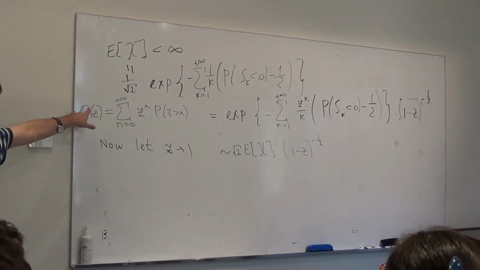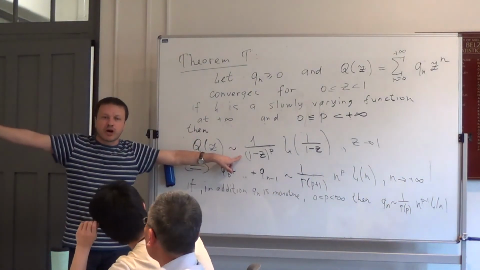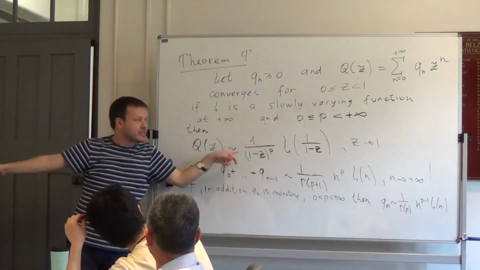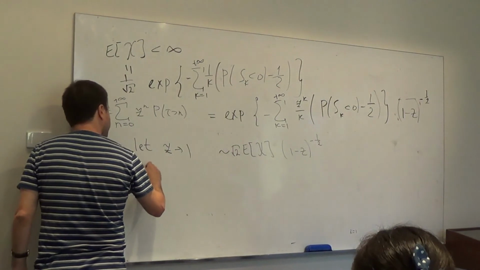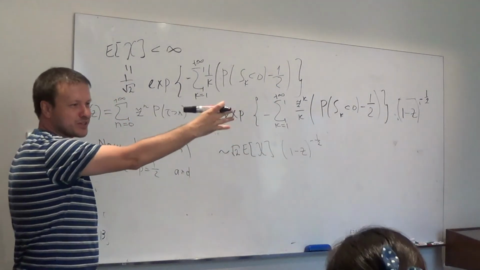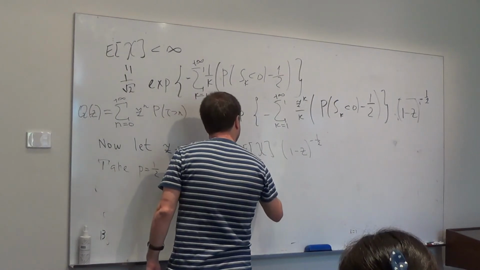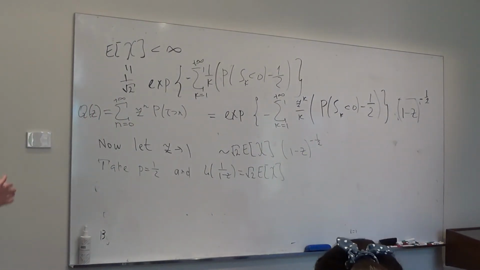So on the left hand side I have q of z, on the right hand side I have this expression. Now if we go back to this whiteboard, we have q of z behaving like this. We do have 1 minus z to the power minus 1 over 2, so if we take p to be equal to 1 over 2, it looks like exactly this form. So we take p equals 1 over 2, and as usual, L is just a constant, and L is going to be equal to the square root of 2 times the expectation of my overshoot. Okay, so that's the right hand side.